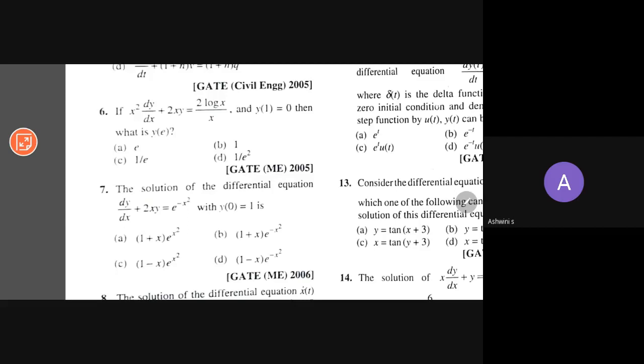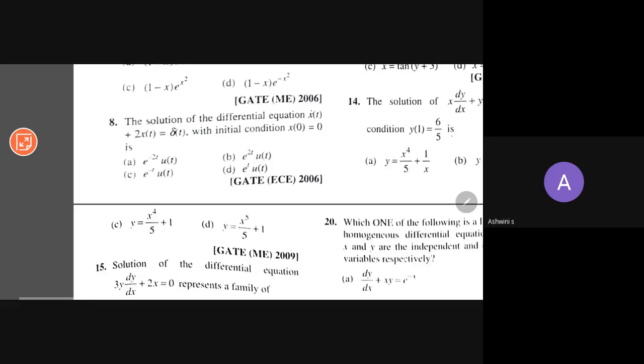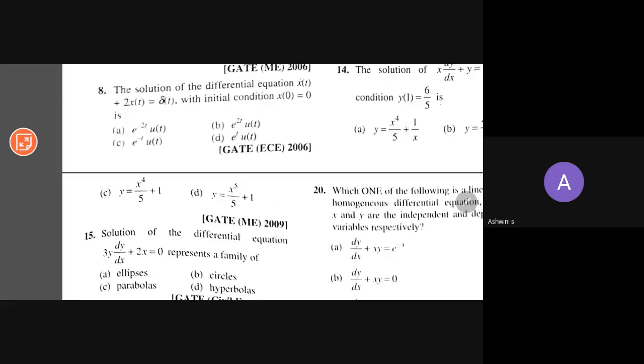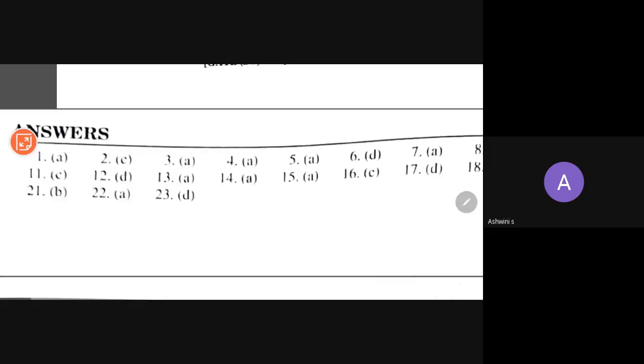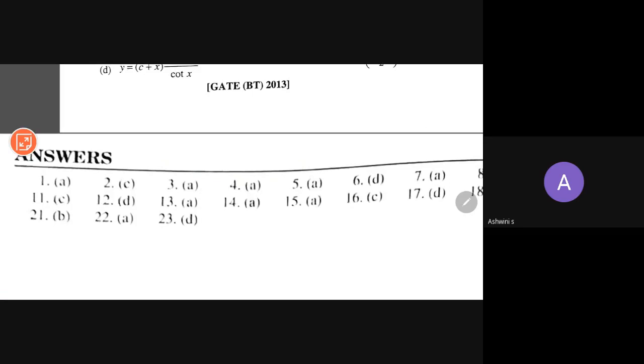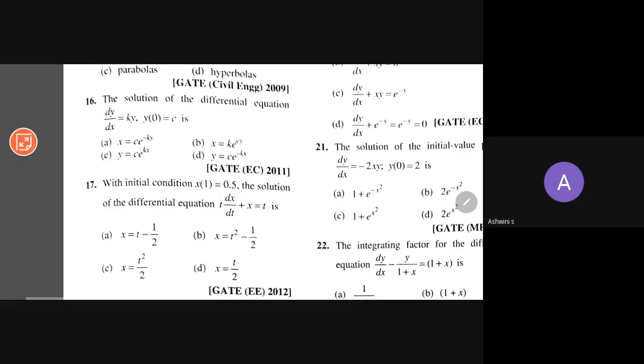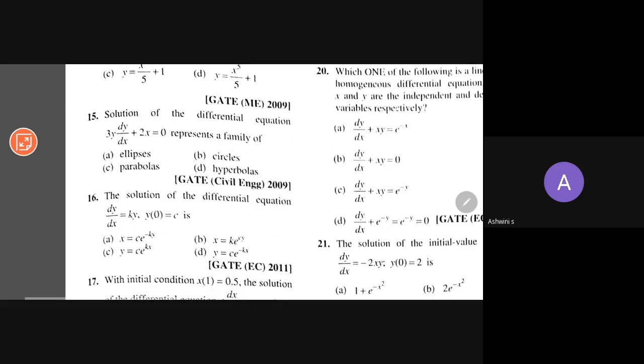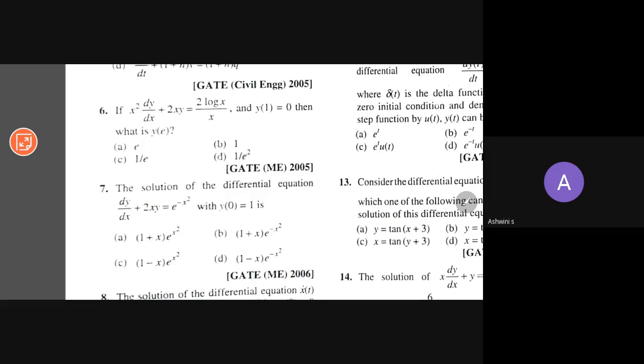E power minus x. So see, answer is B. Sometimes like this, you need to check. E power, which is the question? The question number is 7. Yeah, 7 is A, he says. 7B we are getting. B is correct. Sorry, 7B is correct. So it is not A, it is B.